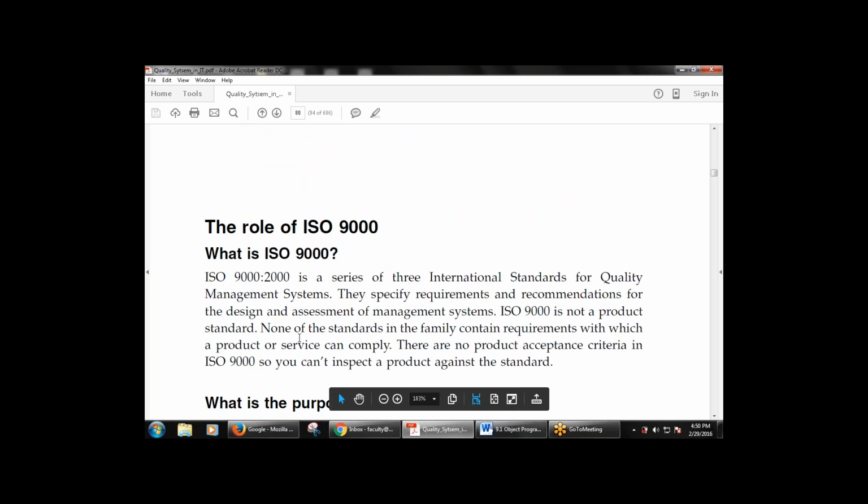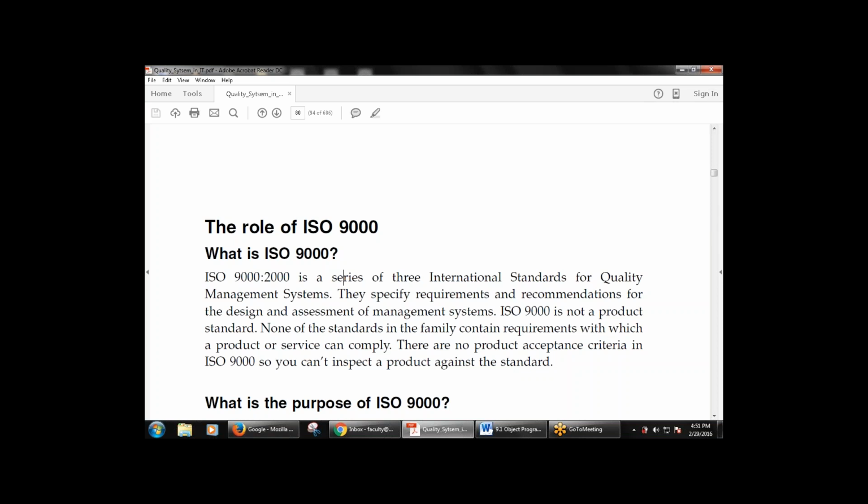First of all, what is ISO 9000? What is the meaning of ISO 9000? ISO 9000:2000 is a series of 3 international standards for quality management systems. There are 3 international standards used for quality management systems. They specify the requirements and recommendations for the design and assessment of a management system. That means what the design process and the assessment process of the management system are.